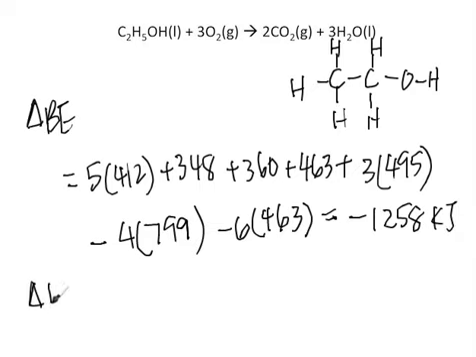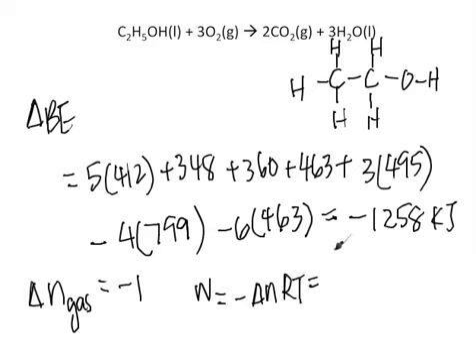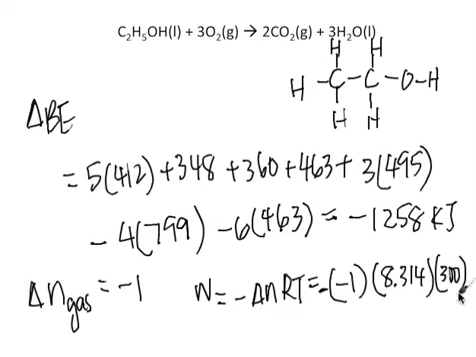Okay, let's calculate the change in the moles of gas. Here we're going to have -1, so work is being done on the system because we're going to have positive work. So this is going to be about, don't forget the negative here, and then we have 8.314 times 300. This is going to be about plus 2.5 kilojoules of work.